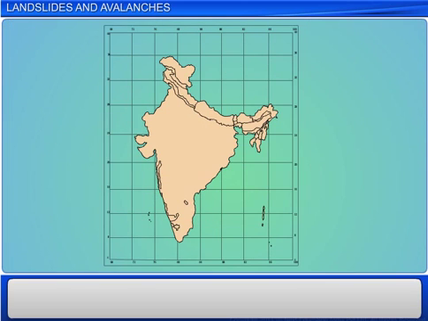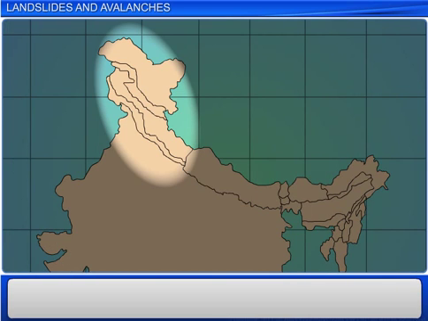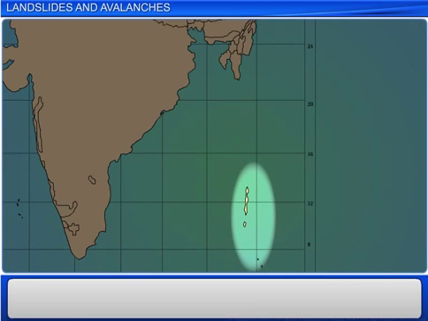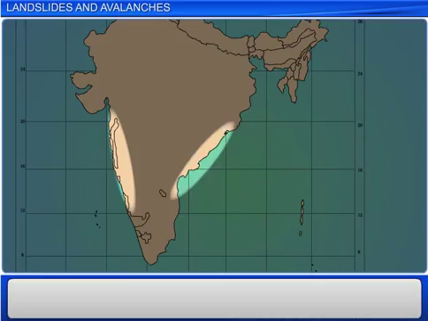Hilly and mountainous areas and riverbanks are prone to landslides. In India, the areas prone to landslides are located on the Himalayas, its foothills, and the northern mountainous regions. The northeastern states and the Andaman and Nicobar Islands are also prone to landslides. The medium-risk areas in India include the western and eastern Ghats, the areas of the Nilgiris, parts of the Aravalli mountain range, and the Deccan Plateau.